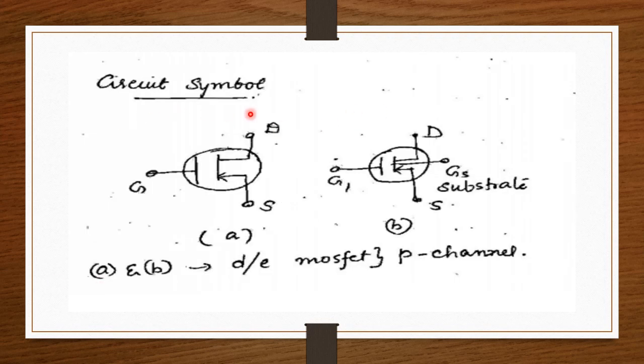Now these are the circuit symbols. So this is the gate terminal. We have a gap here which represents the insulated layer. So these are for D or E MOSFET P channel. This arrow is towards the gate part, and drain and source, and the substrate is shown separately as a 4-terminal device. In most cases, we represent it as a 3-terminal device, and the gate is internally connected to the source.